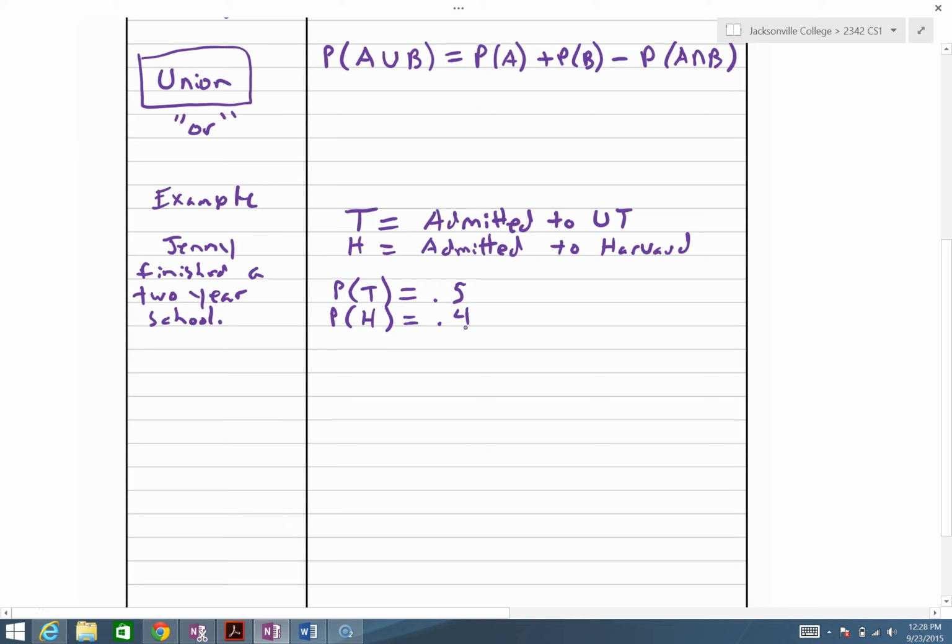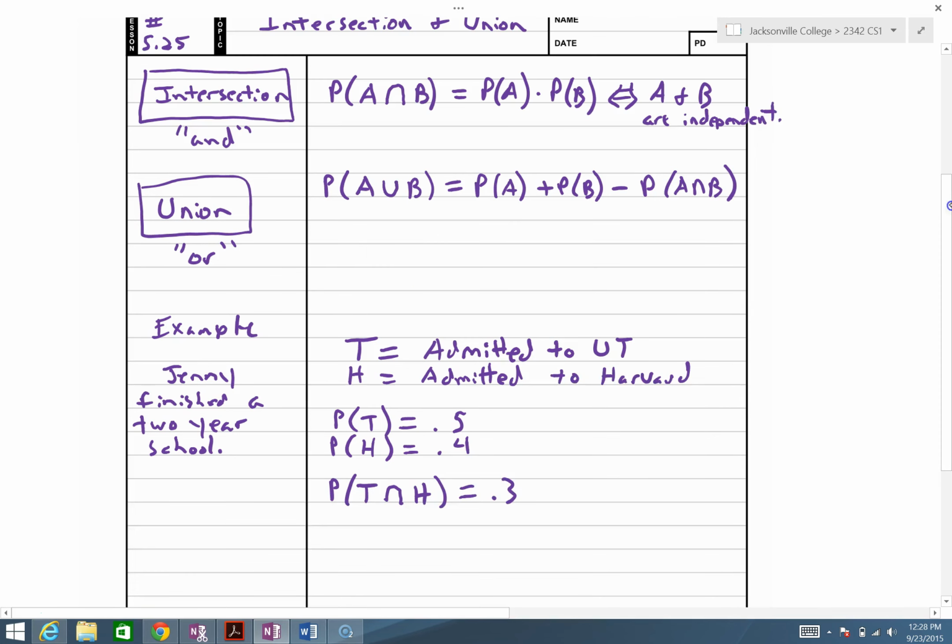And let's say the chance that she gets admitted into both, the intersection, the probability of Texas intersect Harvard, we read this as Texas and Harvard, is 0.3. The first thing I want to note is these events are not independent, because if we multiply 0.5 times 0.4, we get 0.2, and that's not this 0.3 here. We'll talk more about independence later on, but it makes sense because we think of independence as when information about one doesn't give us information about another. If I know I've been admitted into Texas, it probably gives me some idea if I'll be admitted into Harvard and vice versa.